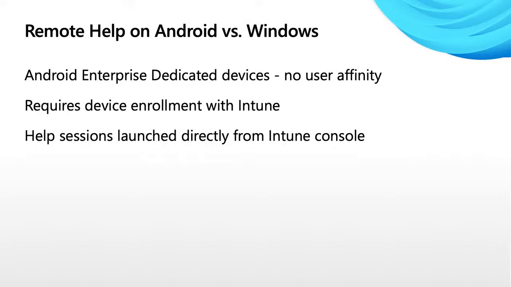If you've already tried our remote help solution on Windows, which was launched last year, there are a couple of differences when we look at the solution on Android. Because remote help on Android supports dedicated devices, there is no user affinity, so you're supporting devices instead of specific users. Remote help on Windows also supports unenrolled devices, but for Android, devices need to be MDM enrolled with Intune to establish ownership with your tenant. Finally, help sessions on Android are launched directly from the Intune console, and you assist devices directly through the browser.